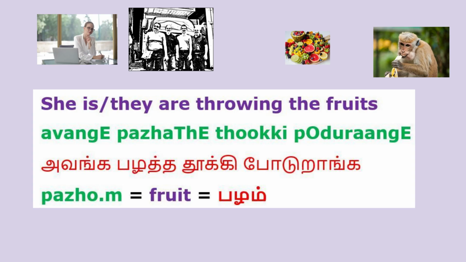She is throwing the fruits, or they are throwing the fruits. Imagine that the lady there is sitting and she's elderly. We want to give respect to her, so we would say avanga. We will not say ava. Instead, it is good to say avanga. Avanga பழத்தை தூக்கி போடுறாங்க. She's throwing the fruits. And the fruit, you can remember, is being thrown at the monkey.